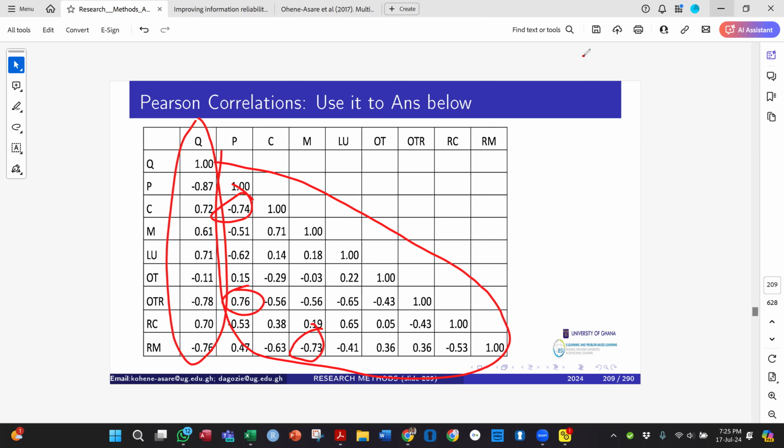Now, I could also have asked you which variables are least multicollinear. Least multicollinear here means that we're going to pick them from the lowest. So which is the first lowest multicollinear pair? 0.03. That's wrong. 0.14. That's wrong. You said 0.03. That's wrong. You should have said negative 0.03. That's what you should have said.